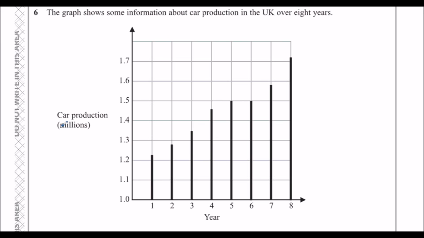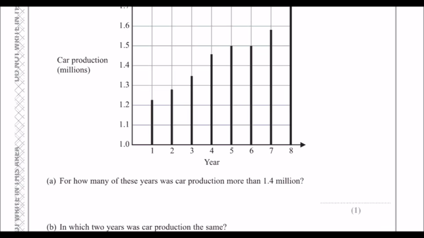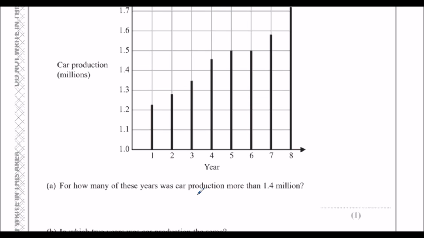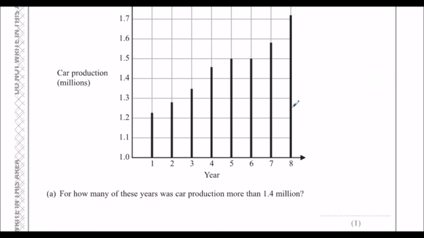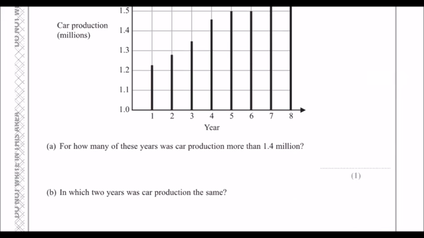Question 6. The graph shows some information about car production in the UK over 8 years. So here's car production in millions, and here's some years, labeled 1 to 8. For how many of these years was car production more than 1.4 million? So 1.4 million is here. So 1, 2, 3, 4, 5 years. Each bar is a different year, so 5 years.